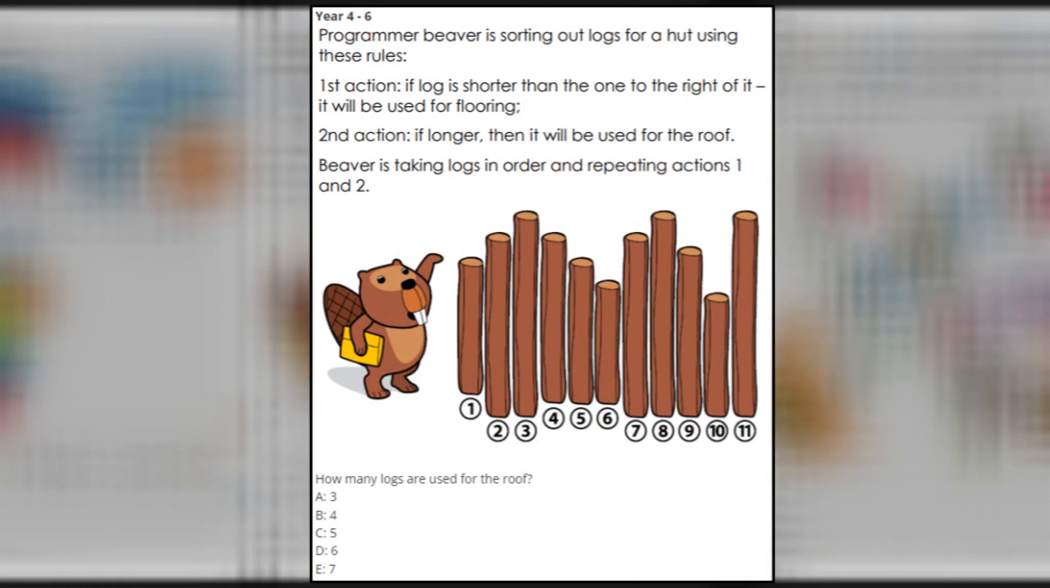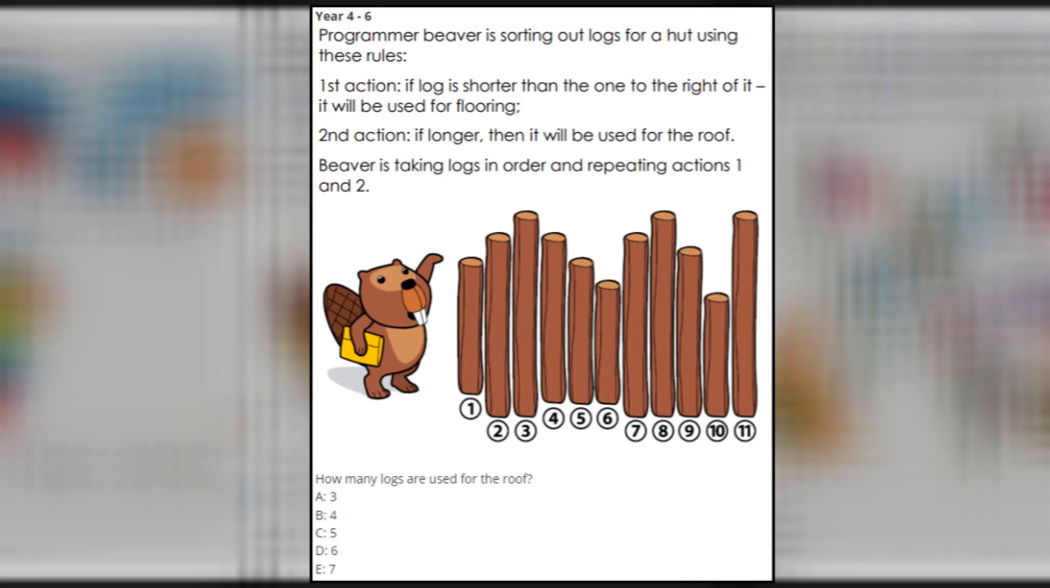Now, our second challenge, which went out for the year 4s to 6s. Well done if you got this one correct. We've got programmer Beaver sorting out logs for a hut using these rules. The first action: if the log is shorter than the one to the right of it, it will be used for flooring. And if it's longer, then it will be used for the roof. Beaver is taking logs in order and repeating actions 1 and 2. So he's going through all the logs in order, and he's repeating all the actions.